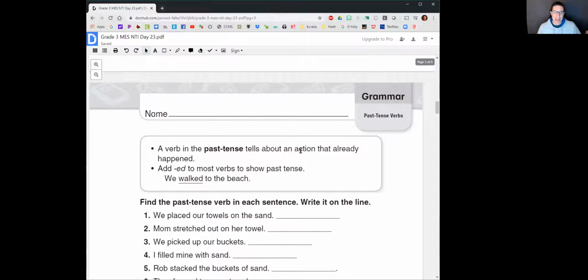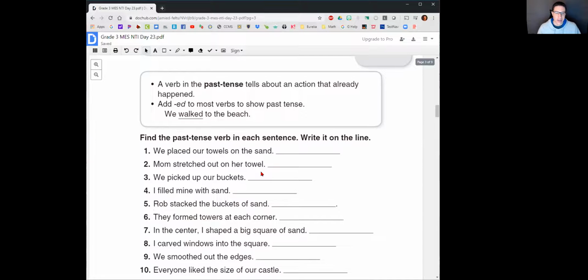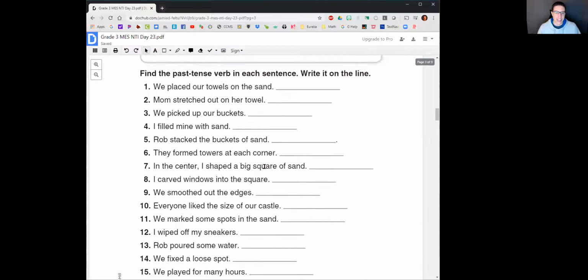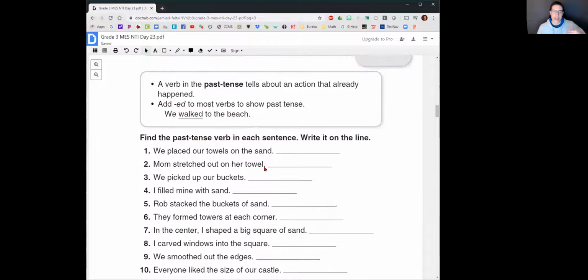All right. Going on to grammar. We'll be working on past tense verbs. We worked on a couple other verbs this week. Today will be past tense. We've got 15 sentences here. Past tense means it's already happened. Present tense is happening today, happening right now. Future tense will happen in the future. But this is past tense, and usually, as it says here, you just add an ED.